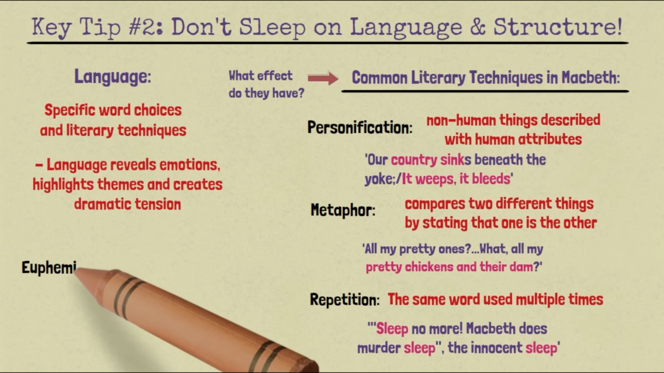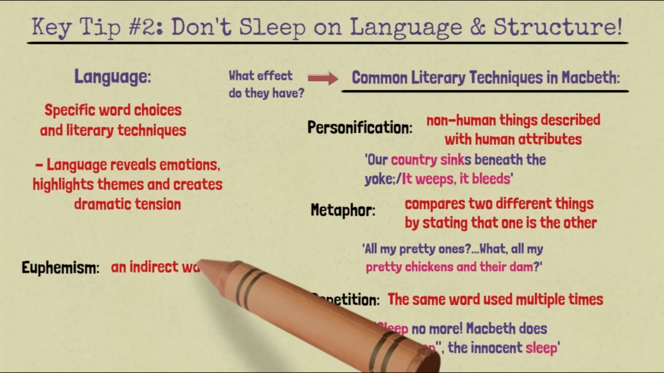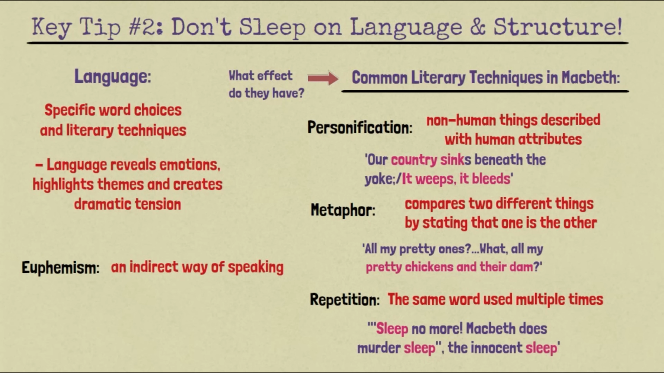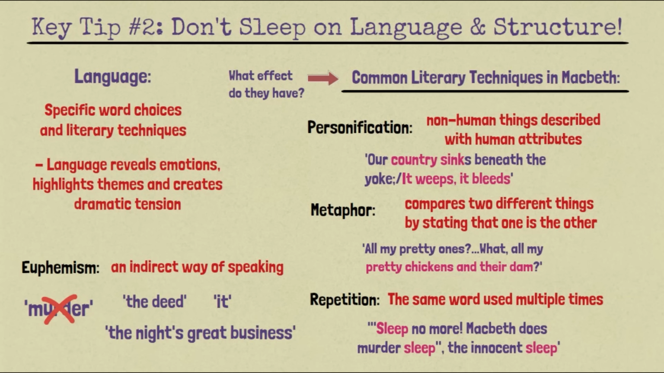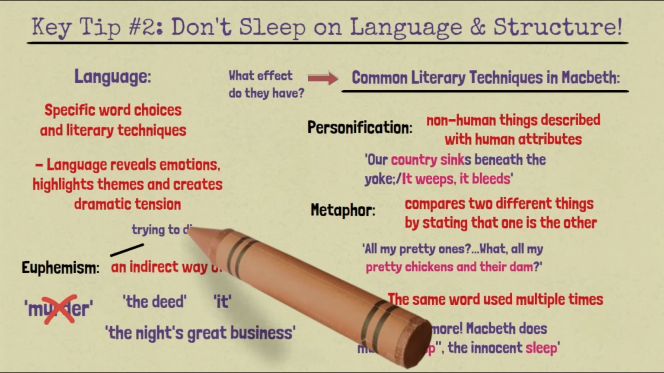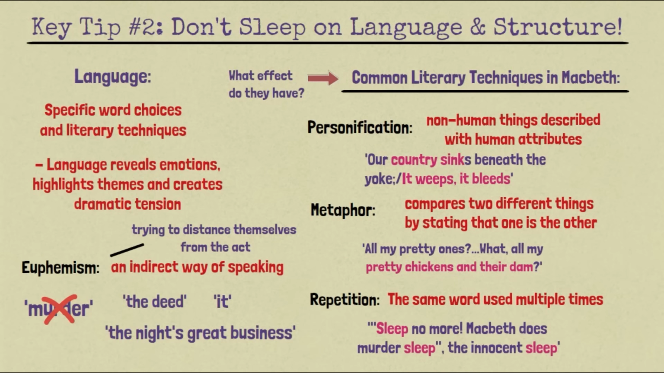For instance, you might notice that many of the characters use euphemisms, or an indirect way of speaking, instead of saying the word murder, using phrases instead like the deed, it, the night's great business, etc. This suggests that they are trying to distance themselves from the act and their own guilt.